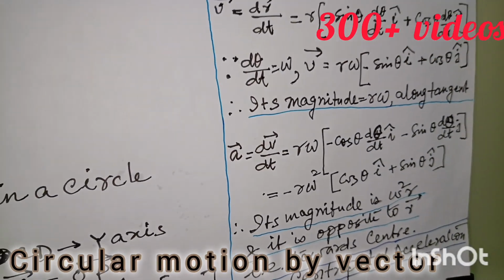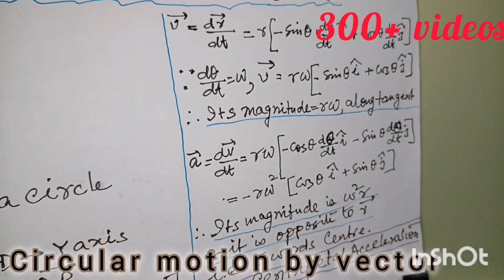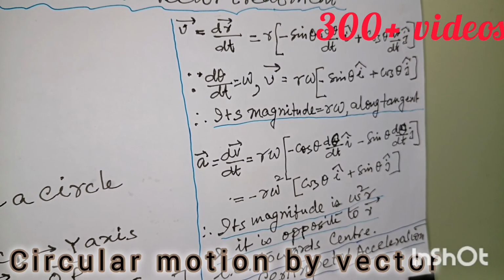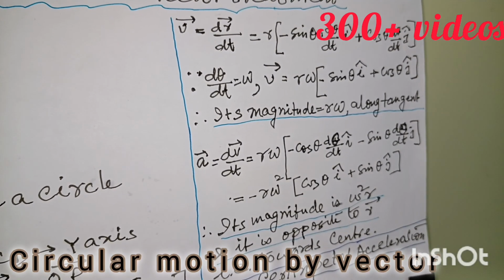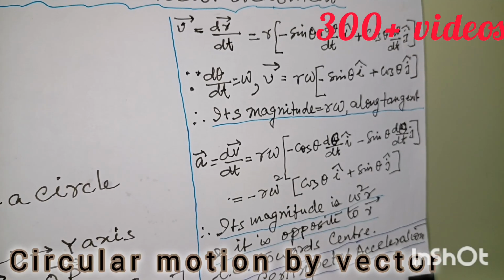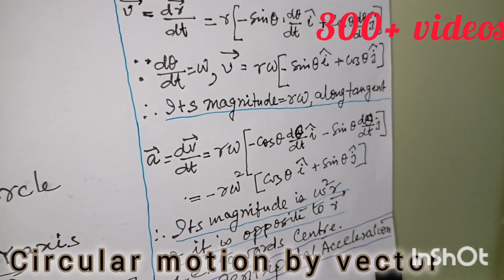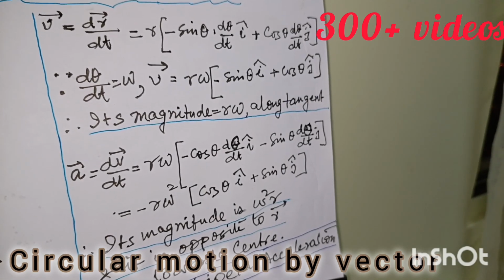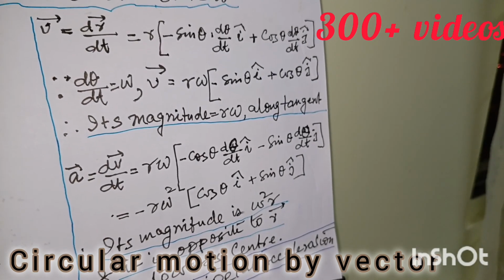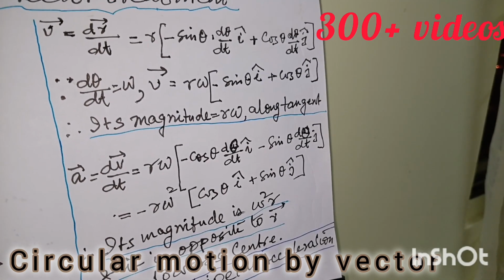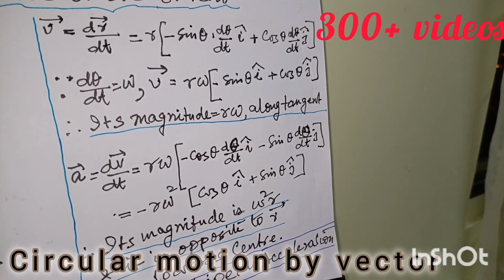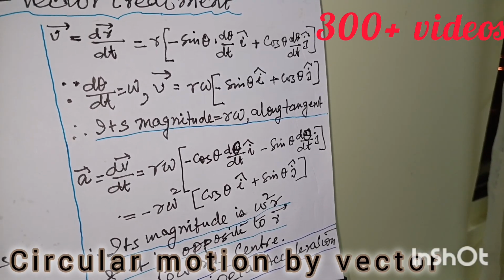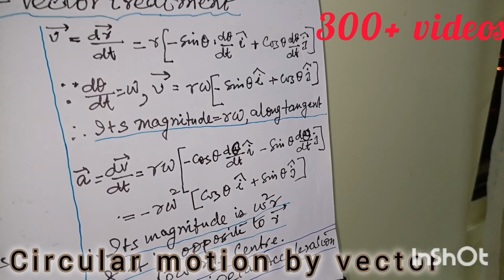Now d theta by dt is nothing but omega. Therefore, if we take omega common, v vector becomes r omega into minus sin theta i cap plus cos theta j cap. That means v has a magnitude r omega and it is along the tangent. That we already know. It is coming from the vector.